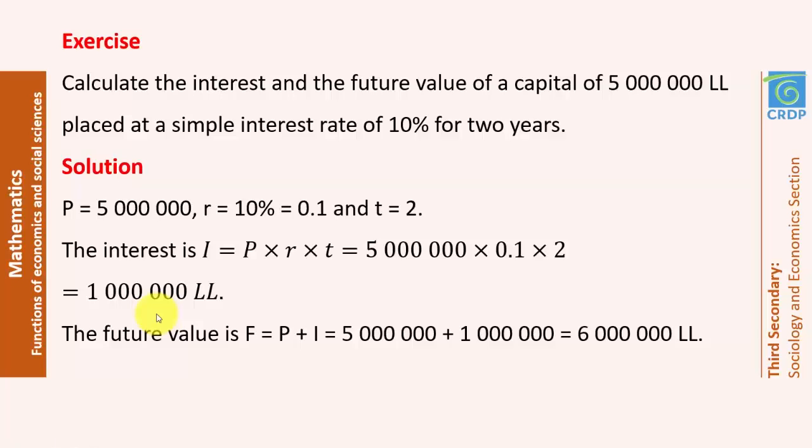Now to find the acquired value or the future value, it is F equals P plus I. So it is the 5 million, which is the principal value, plus 1 million, which is the interest calculated. This is equal to 6 million Lebanese liras.